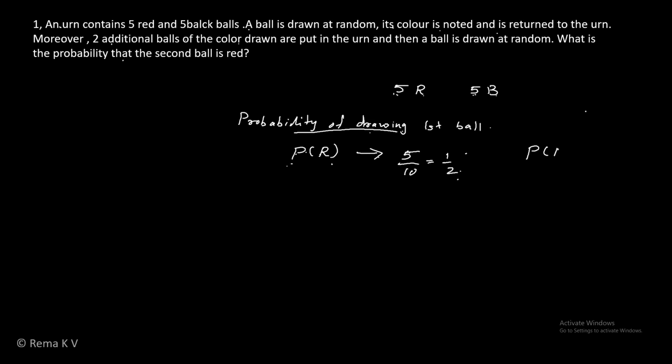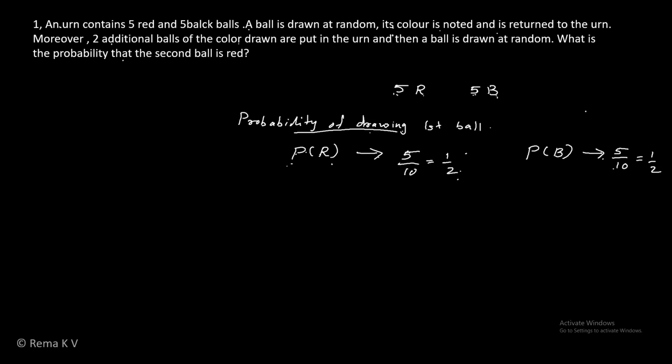What is the probability of getting a black ball? That is also equal to 1 by 2, that is 5 by 10, which is equal to 1 by 2. Here there are 5 black balls, 5 divided by the total number of balls, 5 plus 5 is 10, which is equal to 1 by 2. So the first part of the experiment is over now. The first part is a ball is drawn at random.